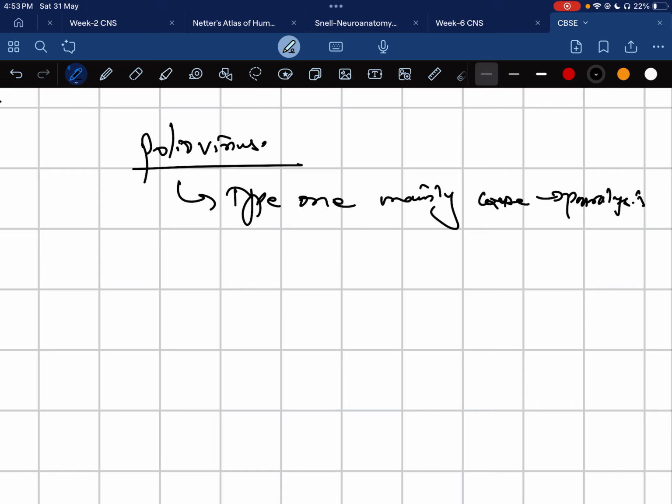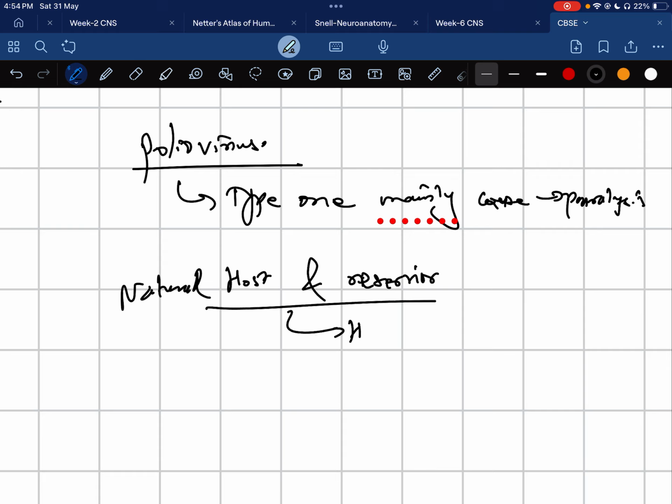Regarding different strains and populations, there are naturally occurring wild types, live attenuated OPV virus, virulent poliovirus derived from the OPV strain, and vaccine-derived poliovirus. The natural host and reservoir are humans.